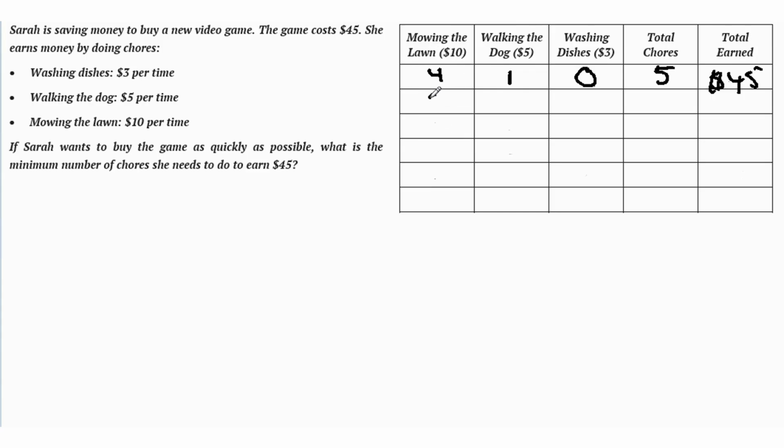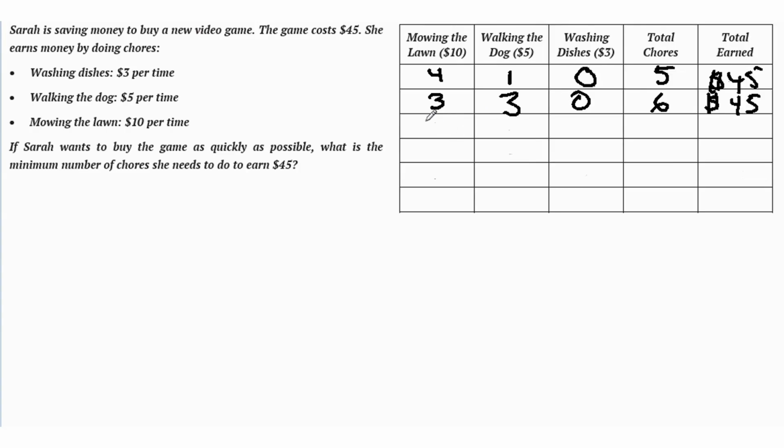Let's say she only mowed it 3 times. Well, that's $30. Then she needs $15 more. Well, if she walks the dog 3 times, that's $15 more. Once again, she doesn't have to do any washing of dishes. And then 3 mowings, 3 walkings, that's going to be 6 total chores, but that does equal $45. I haven't washed any dishes yet, or I should say Sarah hasn't washed any dishes yet.